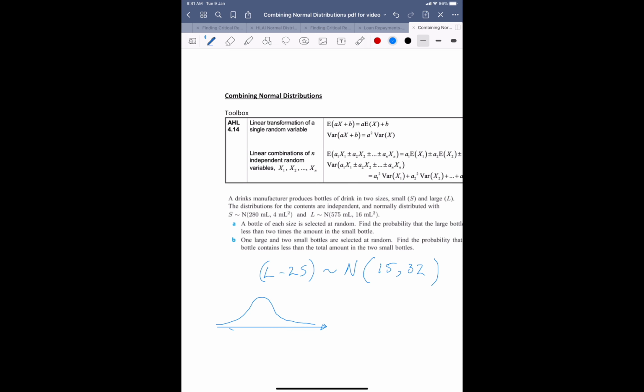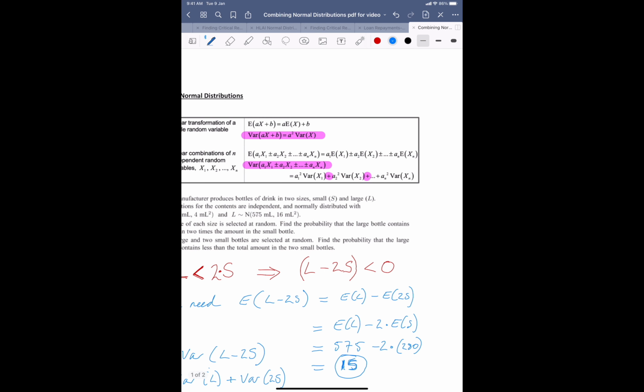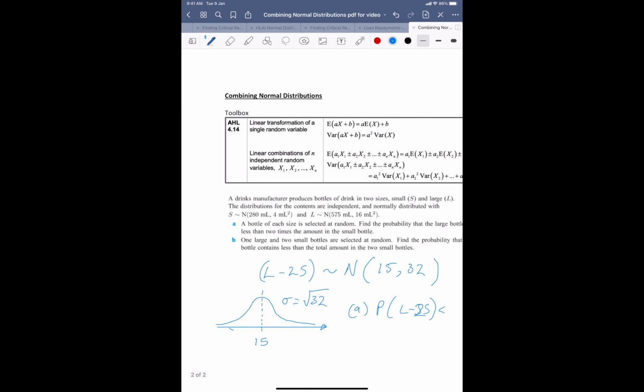There we have it. So this mean is 15, and the standard deviation is the square root of 32, because 32 is the variance. And finally we want part A. The question was, what's the probability of L minus 2S from before, less than 0? So we put 0 on here, and we're actually looking at this area here.